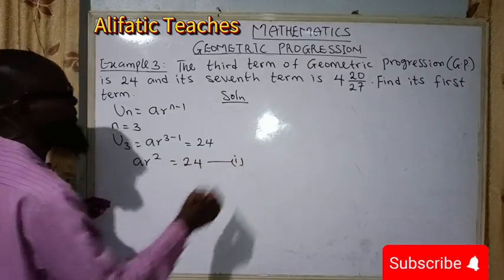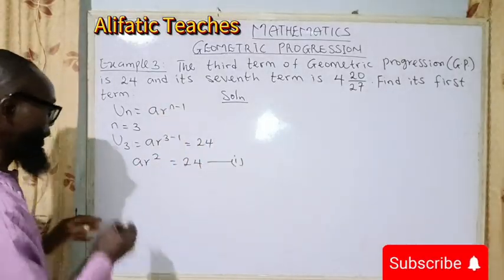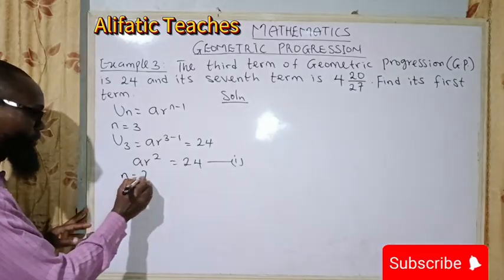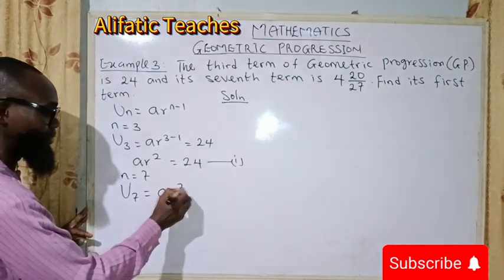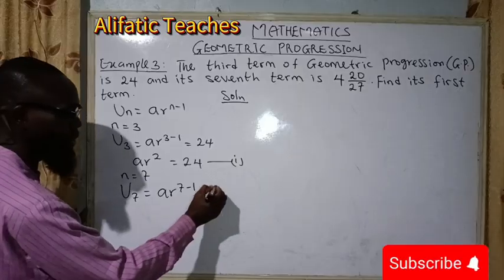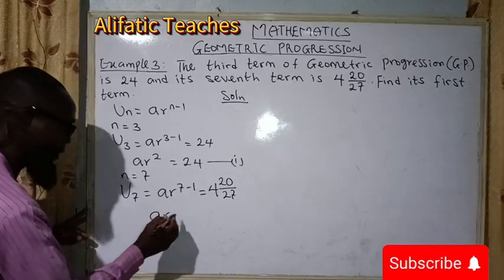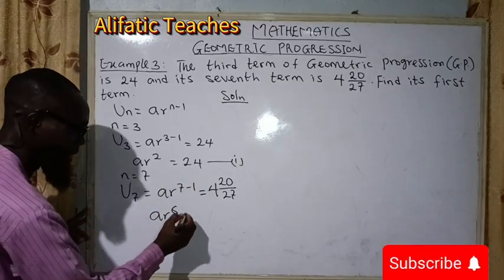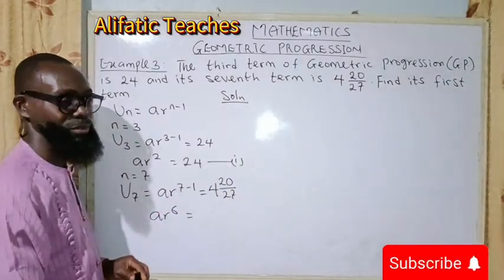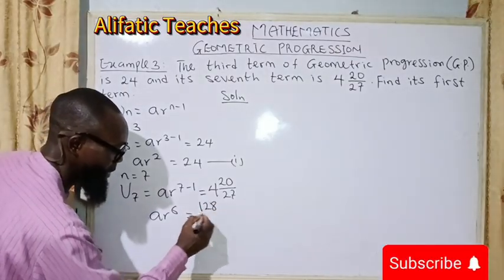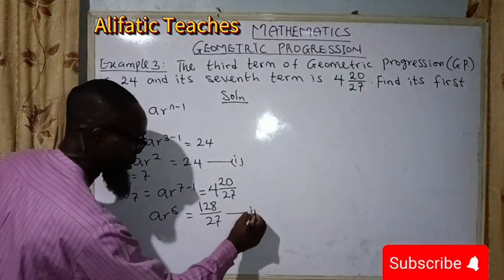That's my equation 1. And its seventh term is 4 whole number 20 over 27. Seventh term, when your n equals 7, your U_7 will be A R raised to power 7 minus 1, which is equal to 4 whole number 20 over 27. Therefore, A R raised to power 7 minus 1, I have A R^6 equals, so we have to multiply 27 times 4 plus 20, we have 128 over 27. Therefore, this will now be our equation 2.